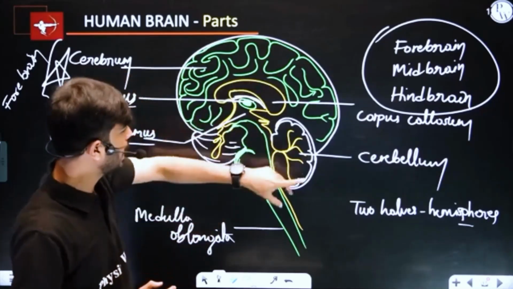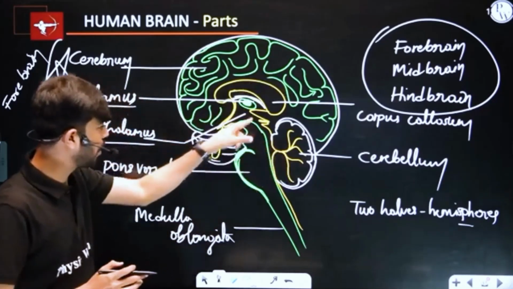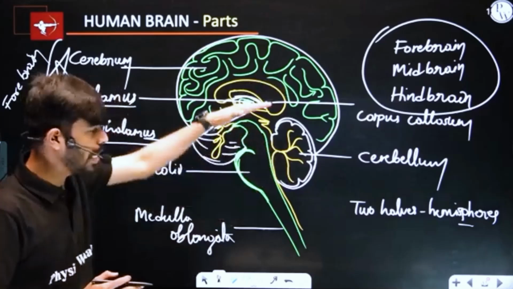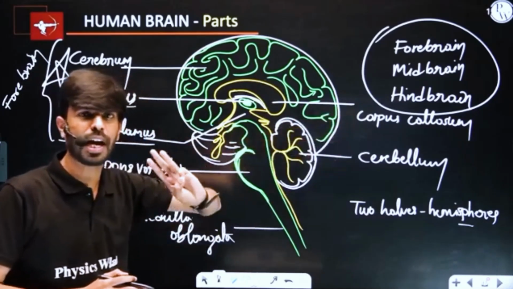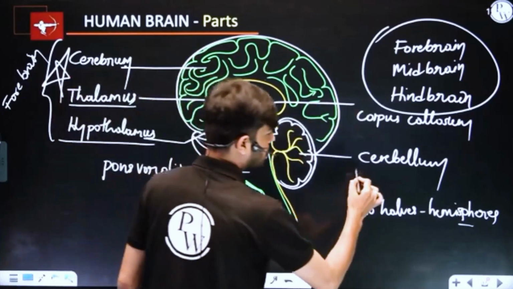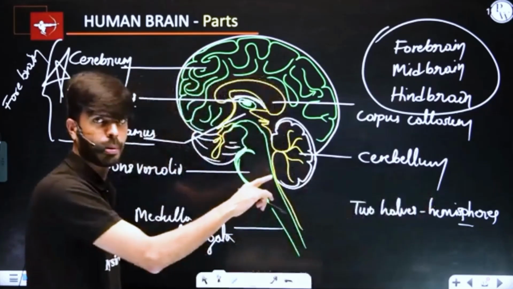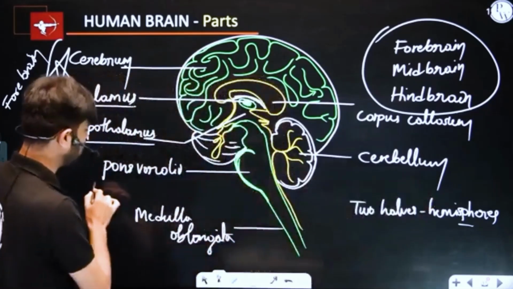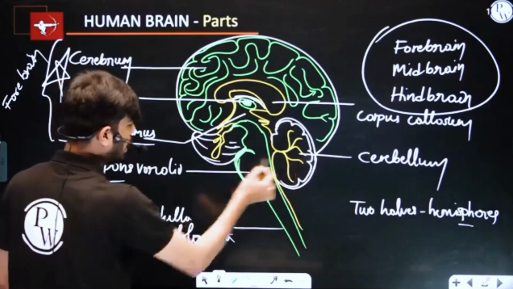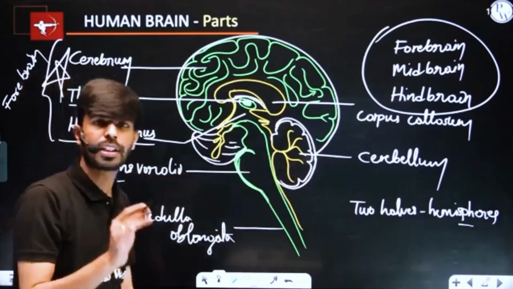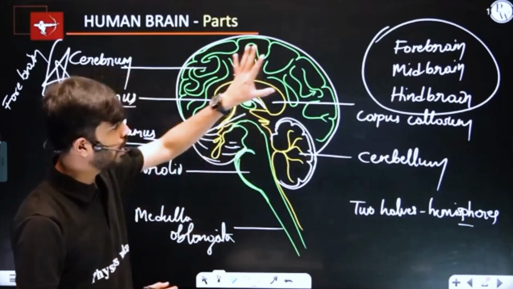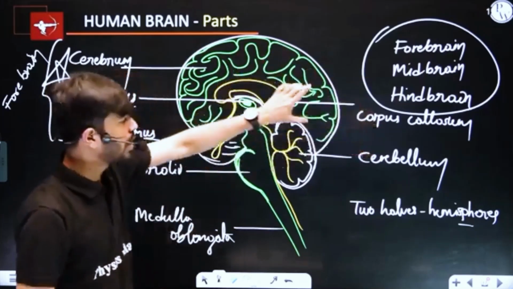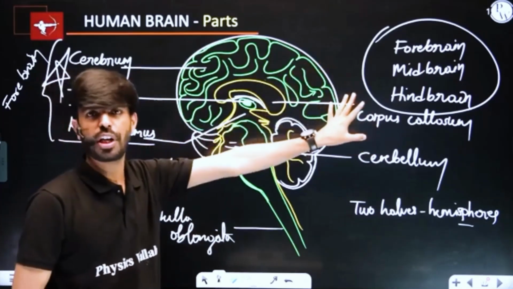Okay, next, just below that, hindbrain. There are three important parts in hindbrain. They are cerebellum, it is not cerebrum, it's cerebellum, pons varolii and medulla oblongata. These three are the parts of hindbrain. So now you know how to draw the brain, what the different divisions are, and what the parts of these divisions are.